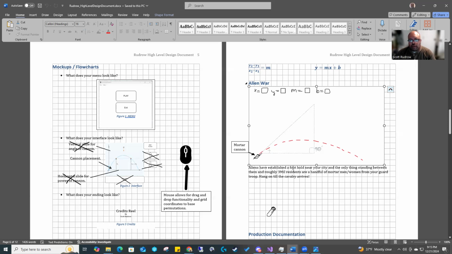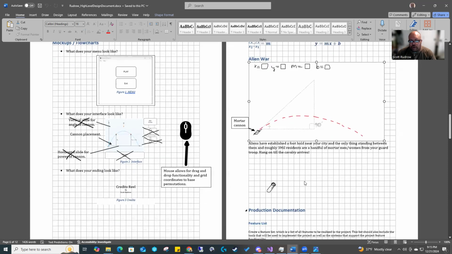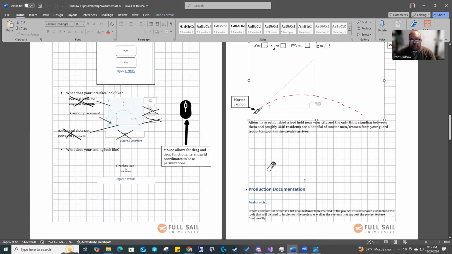And that's the idea of the game. Aliens have established a foothold near your city, and the only thing standing between them and roughly 3 million residents are a handful of mortarmen and women from your guard troop. Hang on till cavalry arrives.